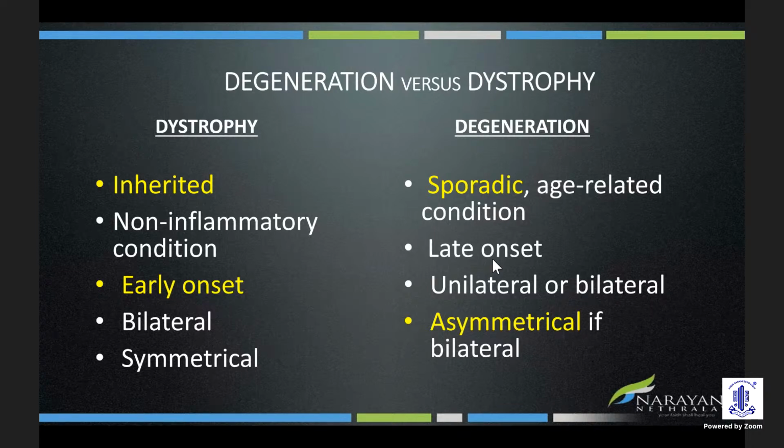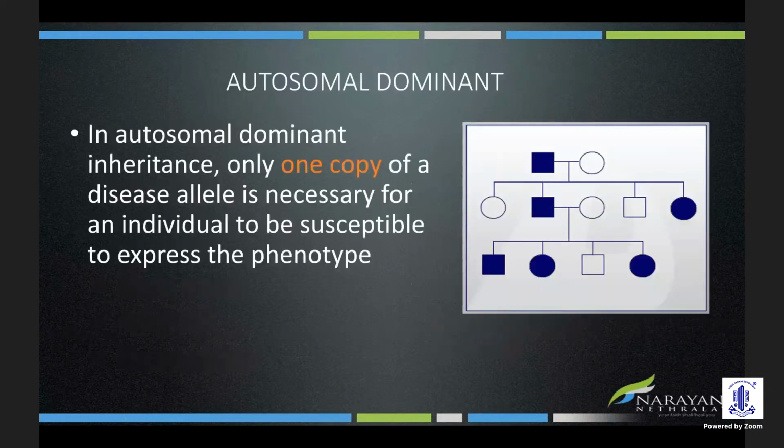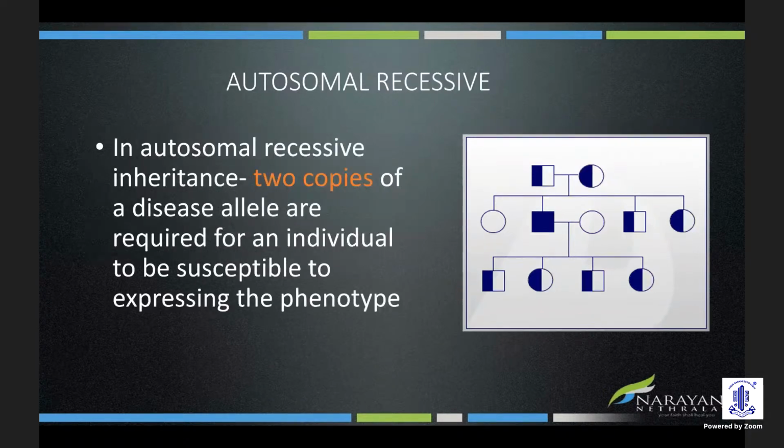So fine. Now we need to again understand some of the basic terms like autosomal dominant, recessive, X-linked, and all that. In autosomal dominant inheritance, only one copy of the disease allele is necessary for an individual to be susceptible to express the phenotype. For example, if the father has a defective gene, definitely it will be expressed in the children also, whoever receives that gene. Whereas in recessive, it requires two copies of the allele to be defective to cause the disease.